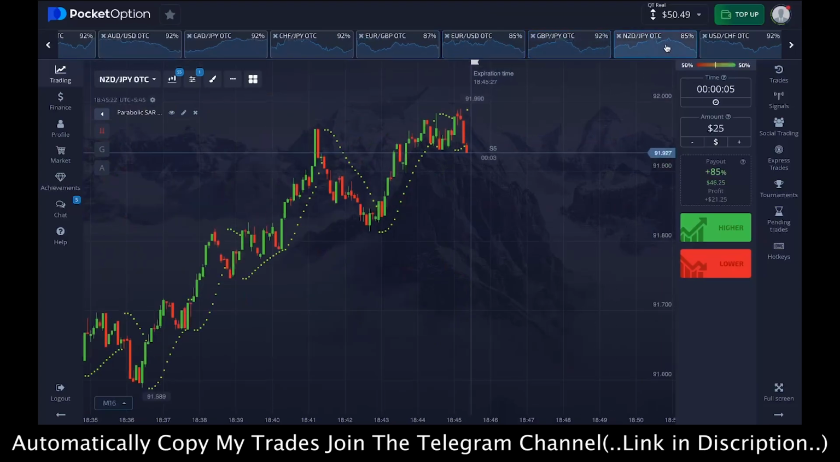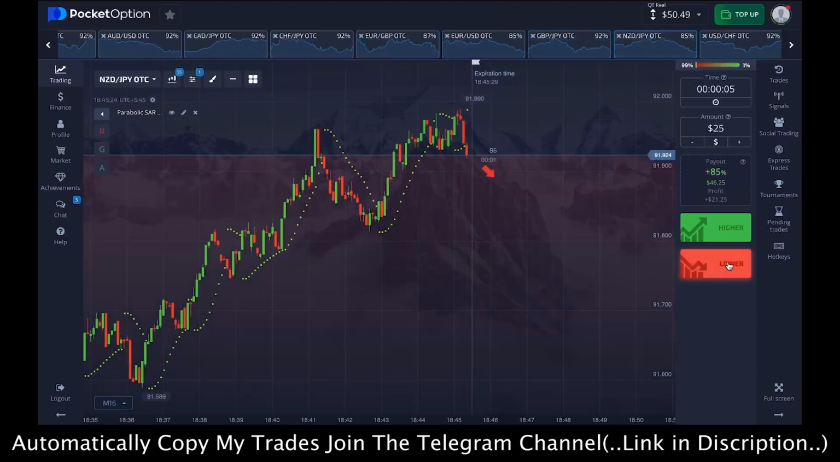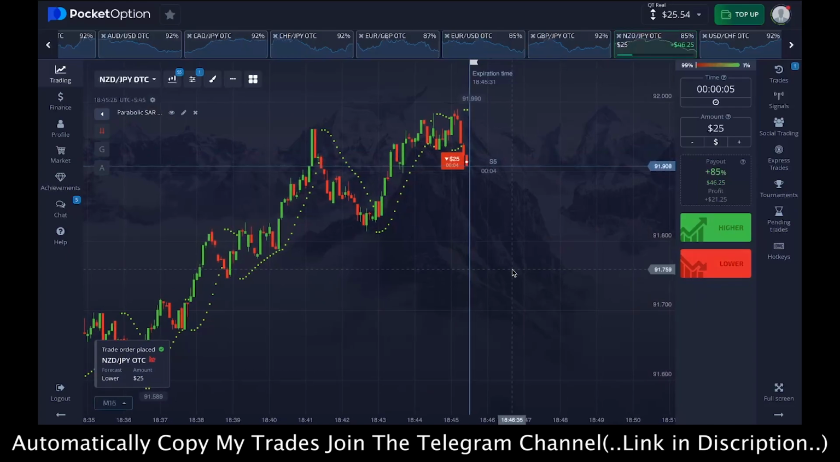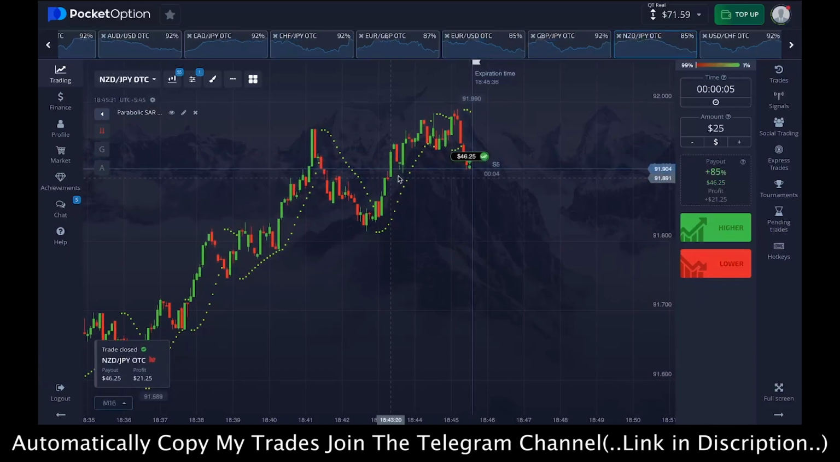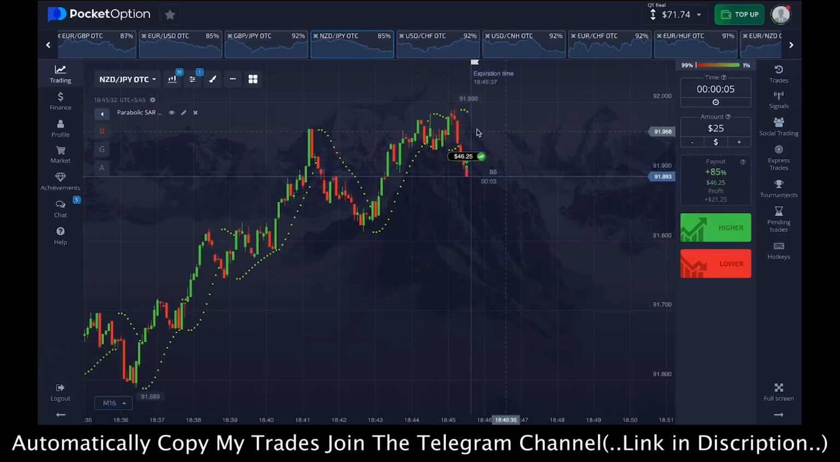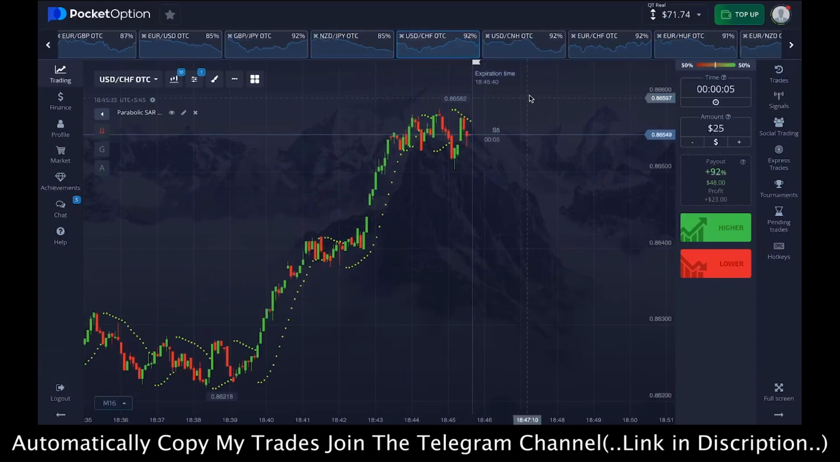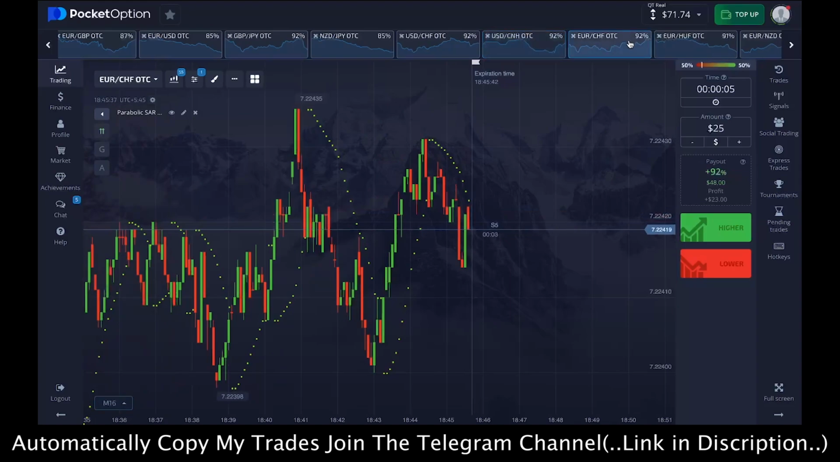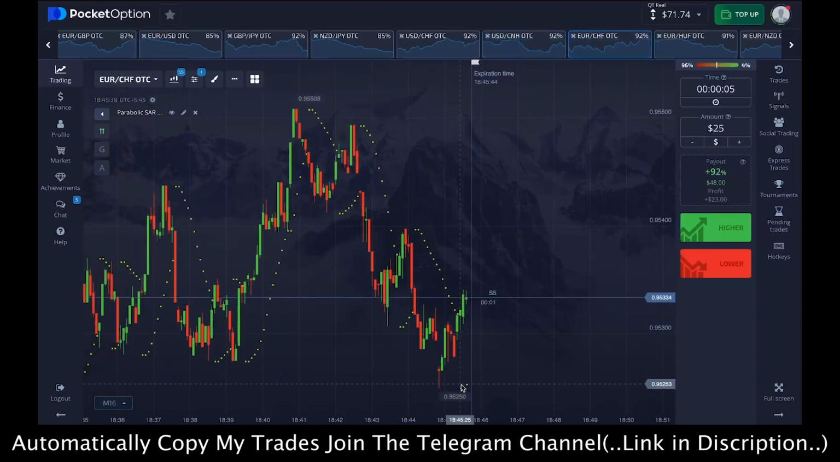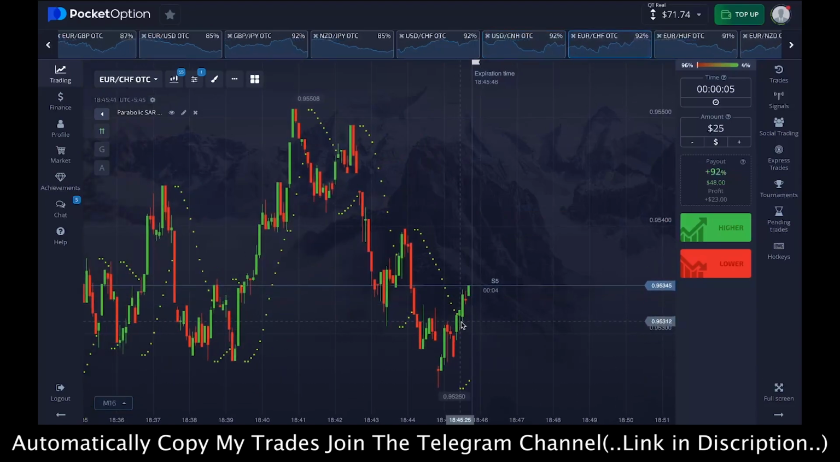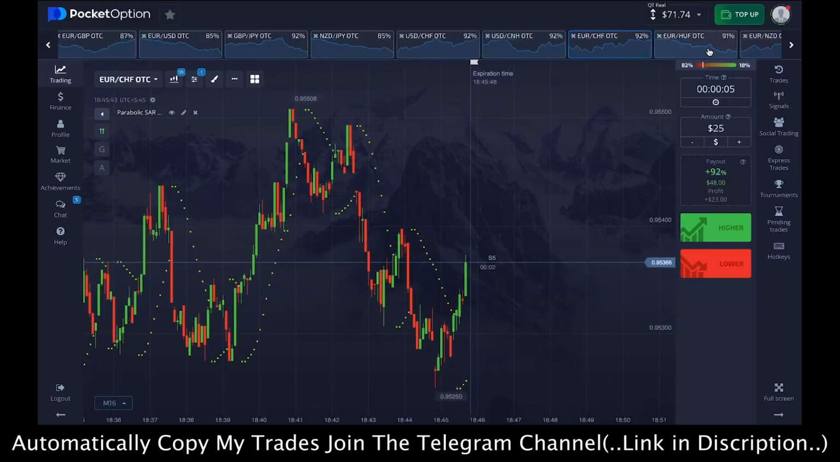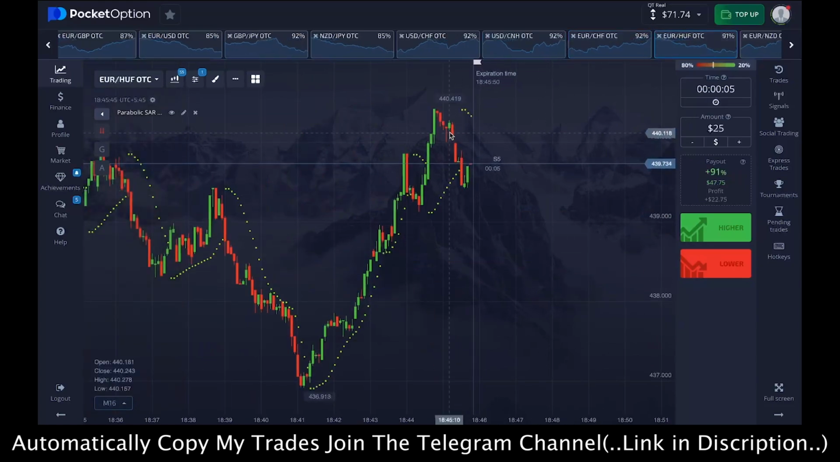Okay, so we are not seeing it here. One dot is forming, so let the second dot form and then make a trade by clicking on lower. Let's see what happens in this trade. Yeah, we made a profit in this trade. So now again let's look for another place where we can find this second dot. Here you can see the second dot had formed, and you could have made a trade on this candle and you could have been profitable.